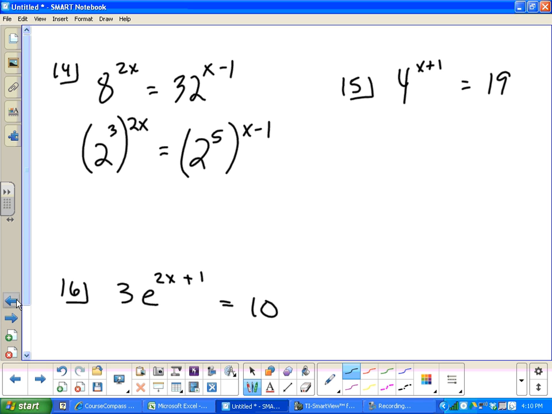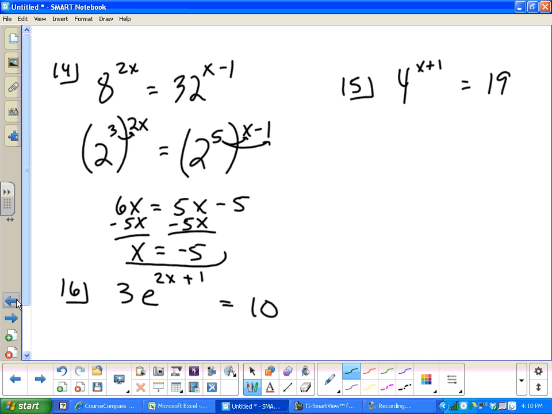So now the idea is if the bases here are the same, then the exponents should be equal. So I'm going to use the power to the power rule, which means you multiply those. That will give me 6x. And then right here we'll multiply, basically distribute there. That will give me 5x minus 5. And now I've got an easy equation to solve here. And so we'll get x to be -5. Now it's okay for exponents to be negative. What we have to watch out for with extraneous solutions is if I'm taking a logarithm of a negative number.